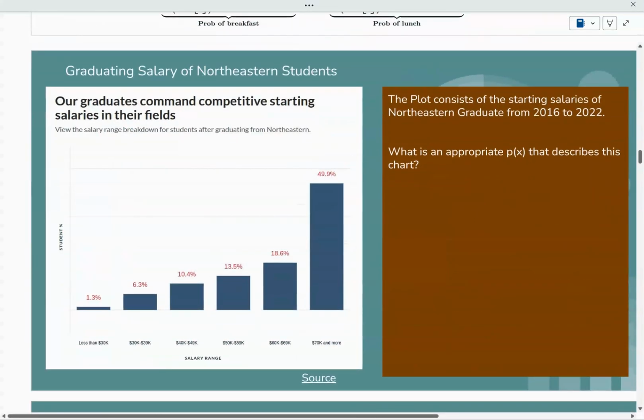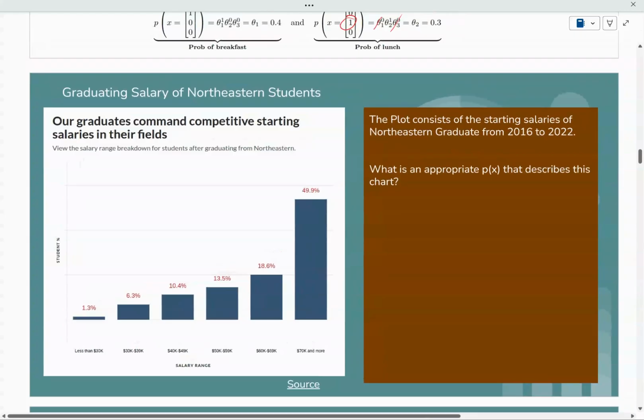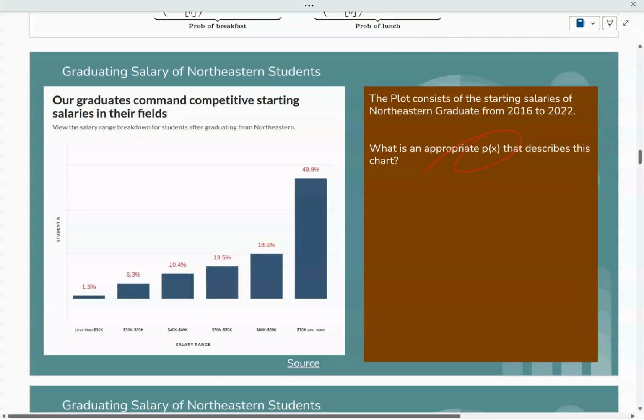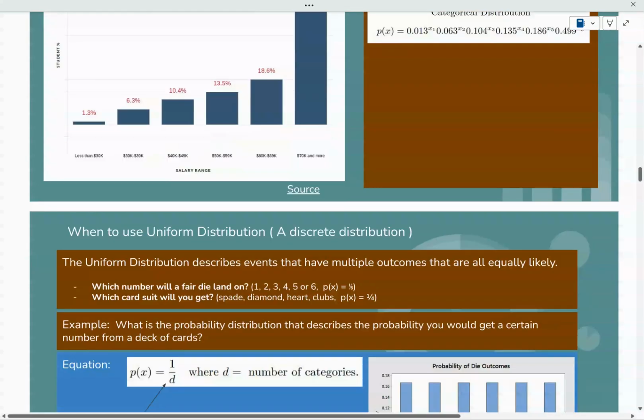All right. So here's another example. Graduating salary of Northeastern students. So this is a categorical distribution. I want you to pause the video and practice the idea of how you can get P of X out of this. Okay, pause the video. The solution is here. So when you have the chance, take a look.